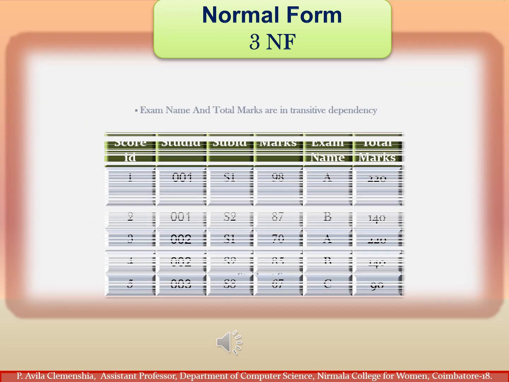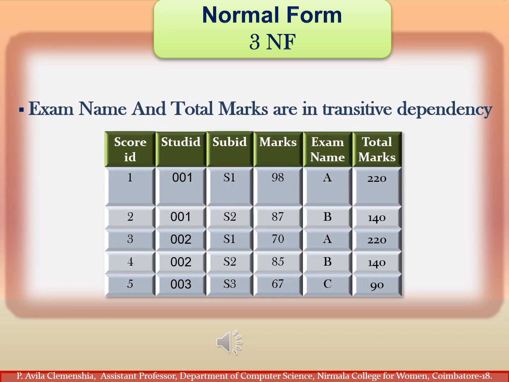In this example, a non-prime attribute, exam name, and another non-prime attribute, namely total marks, exhibit transitive dependency. So let us see how this transitive dependency is eliminated from the table shown here.